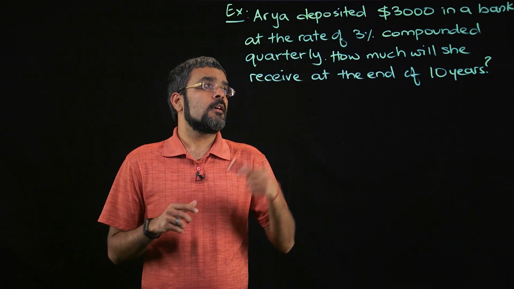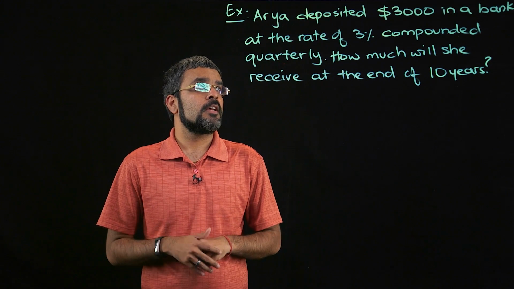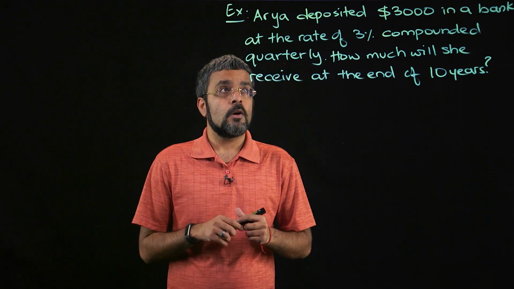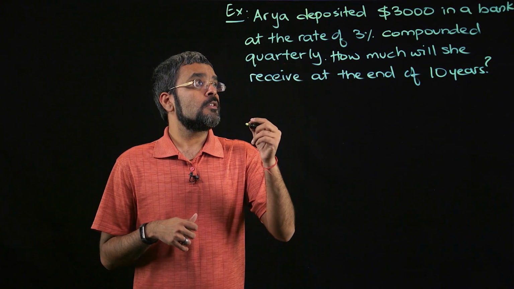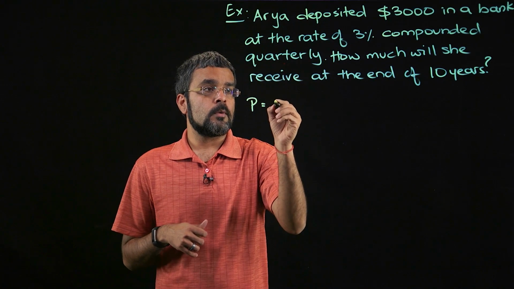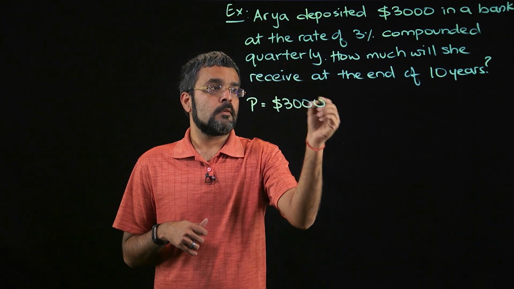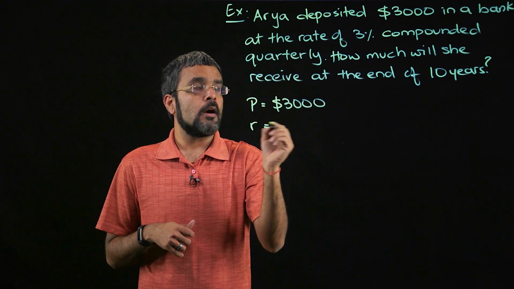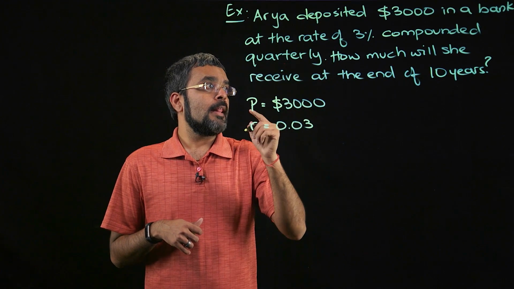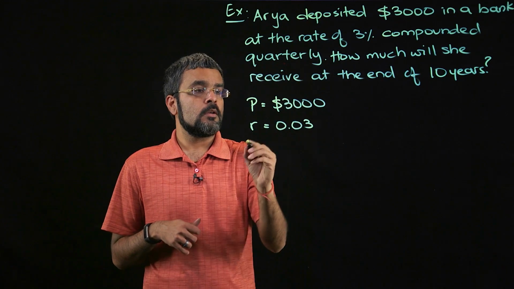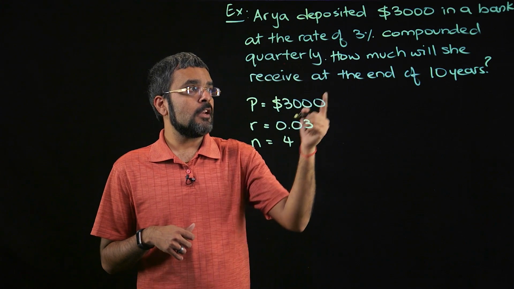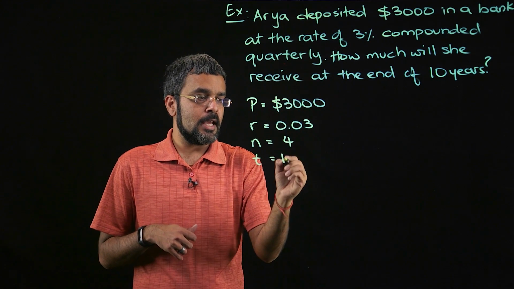So we have Arya deposited $3,000 in a bank at the rate of 3% compounded quarterly. All right, so how much money would she get back at the end of 10 years? Let's first see what we have. Our principal is how much she deposited, which is $3,000. Then we have our rate of interest. R is going to be 3%, which is 0.03. Then it's compounded quarterly, and we have 4 quarters in a year, so N is going to be 4. And then at the end of T years, which is 10 years for us.